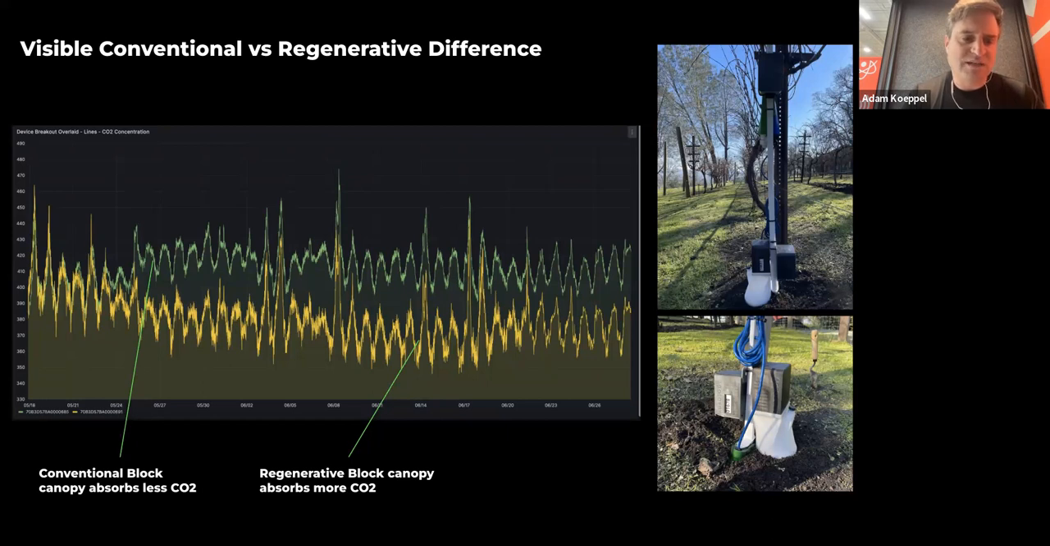And again, we see the conventional blocks tend to absorb less CO2 than the regenerative blocks, which maintain a lower level of carbon dioxide, a lower concentration. And that's exactly what we'd expect to see, where the healthier soil is growing healthier vines that are absorbing more CO2, releasing that as exudate into the soil, and fostering a healthier soil that is then respiring more carbon back up. And so, all of this data can confirm hypotheses or studies that you see in scientific journals, but now you can do it on almost any farm by deploying this equipment.